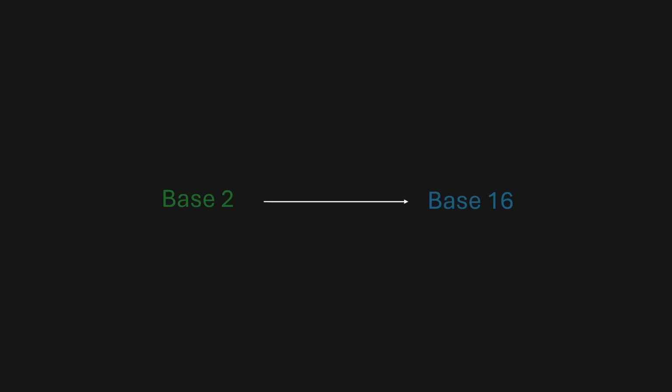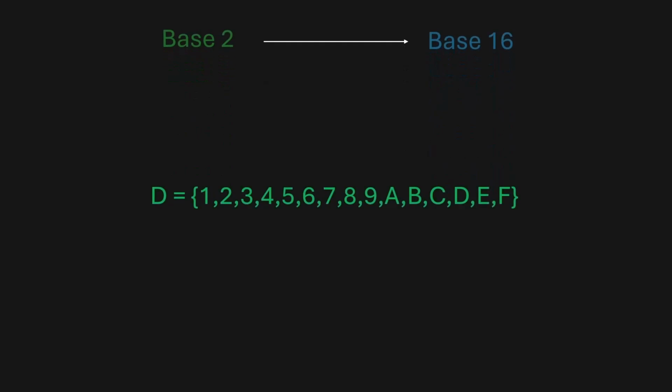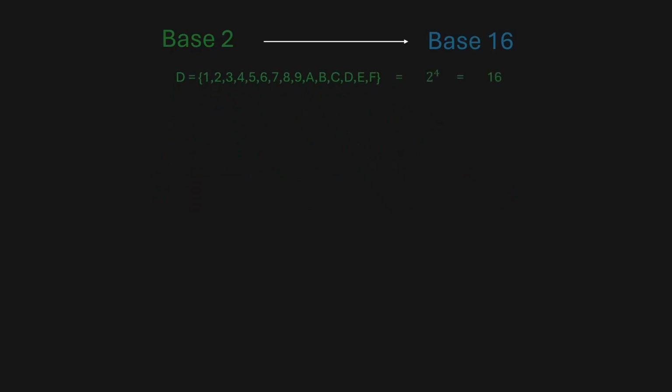Now, sometimes we can convert between bases directly, especially when one base is a power of another base. For example, if we want to convert from base 2 to base 16, the set of digits in base 16 is 1, 2, 3, 4, 5, 6, 7, 8, 9, A, B, C, D, E, F. We say that these 16 different cases correspond to 4-bit representations in base 2. Now, if you want to convert base 2 to base 16, it is enough to separate the bits into groups of 4 and write their corresponding values in base 16. Let's look at an example together.